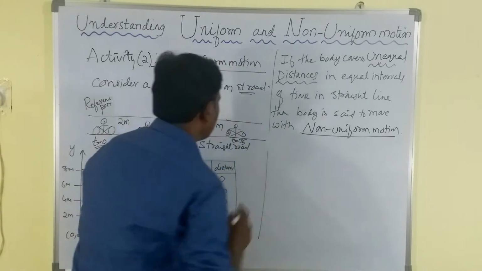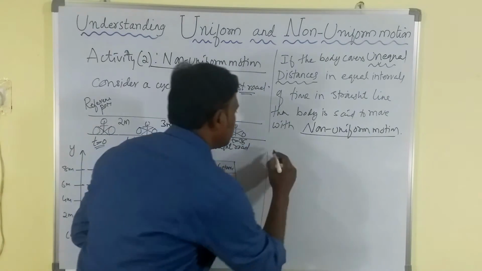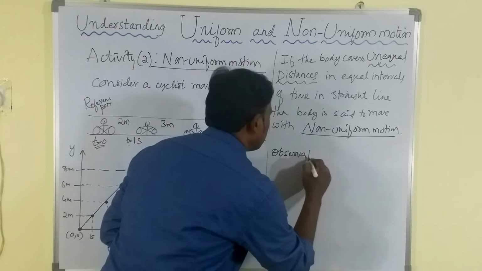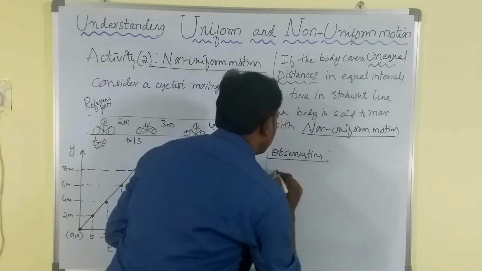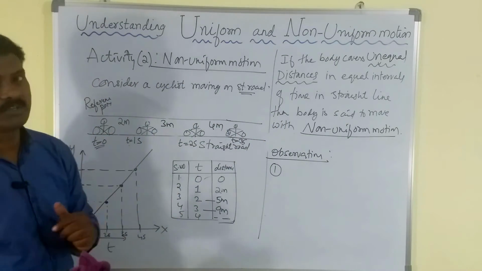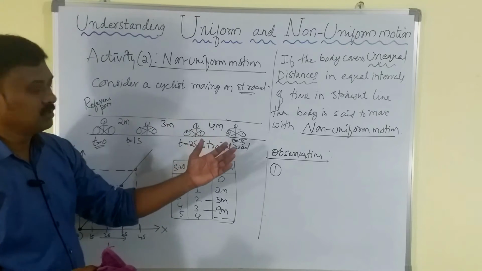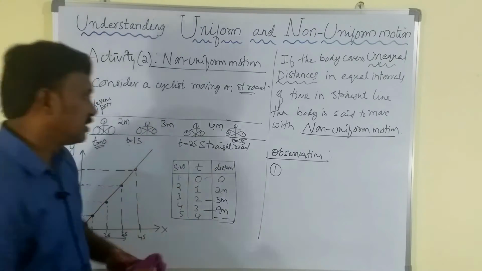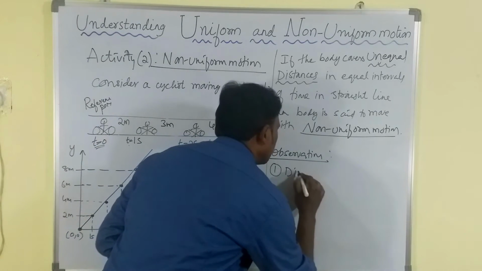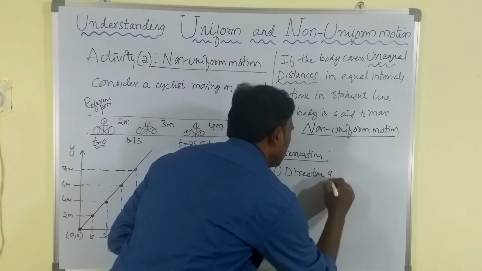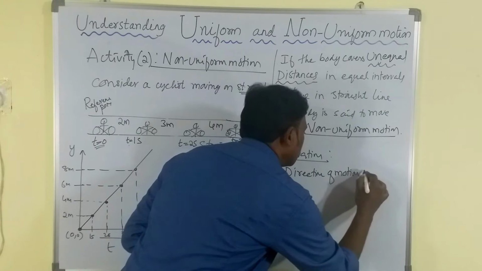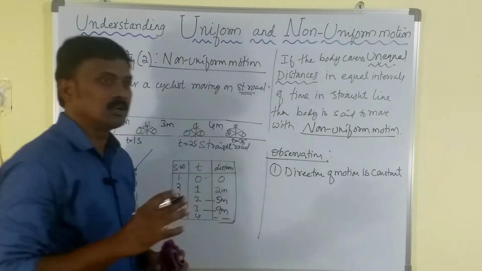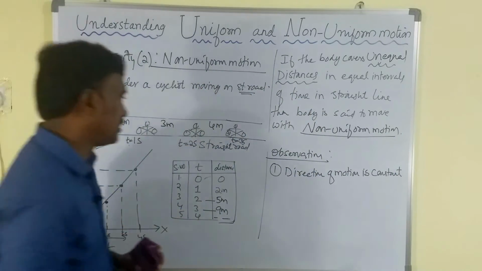So what are the conditions here, or what are the observations? Is the direction of motion changing or is it the same? See, as it is moving on a straight road, the direction of motion is the same. The direction of motion is constant. In uniform motion also it was constant. Here also it is constant.